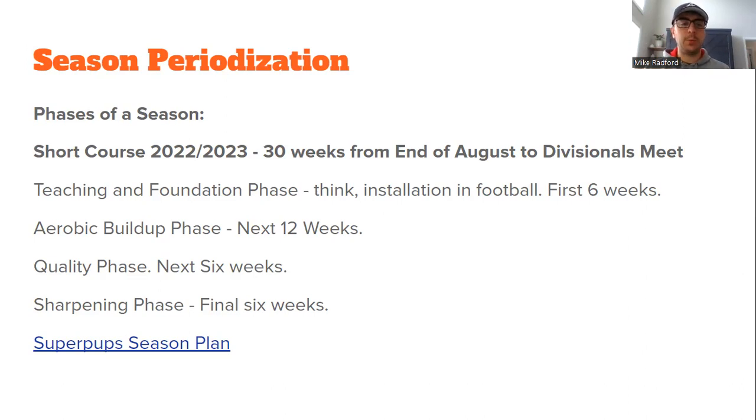The next 12 weeks would be our aerobic buildup phase. At the time that I'm recording this, we're in December, and we're nearing the end of the aerobic buildup phase. So that lasts for 12 weeks.